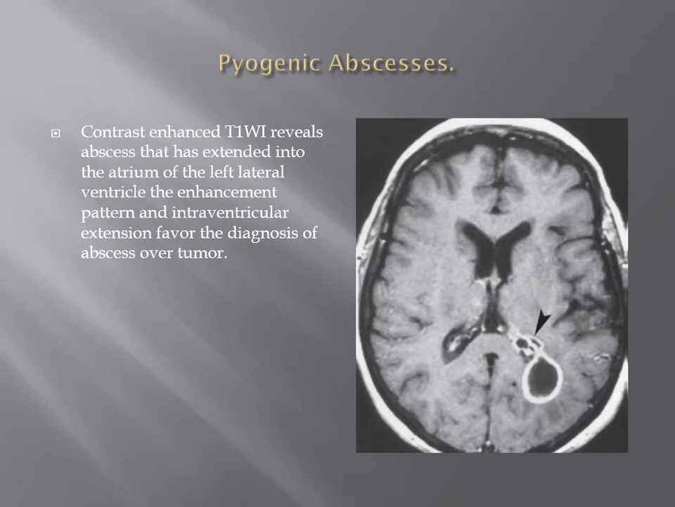Pyogenic abscess. Contrast enhanced T1 reveals an abscess that has extended into the atrium of the left lateral ventricle. The enhancement pattern and intraventricular extension favor a diagnosis of an abscess over a tumor.